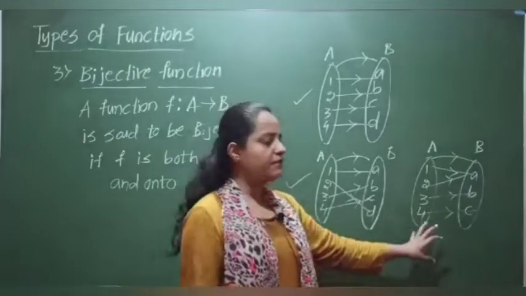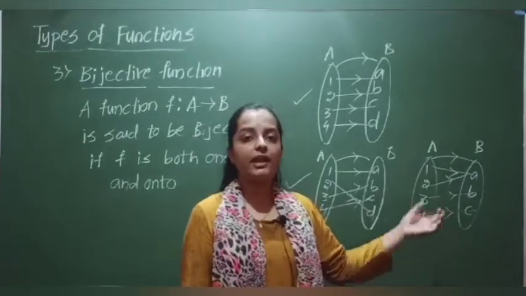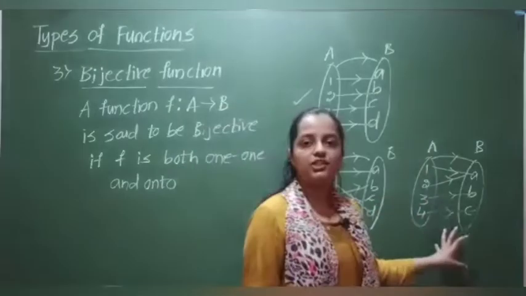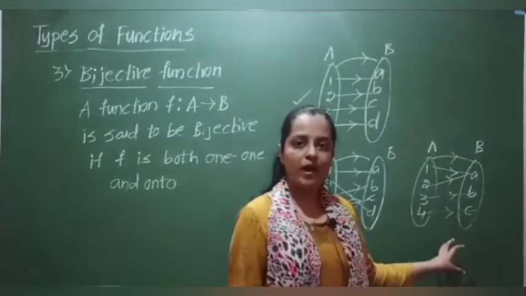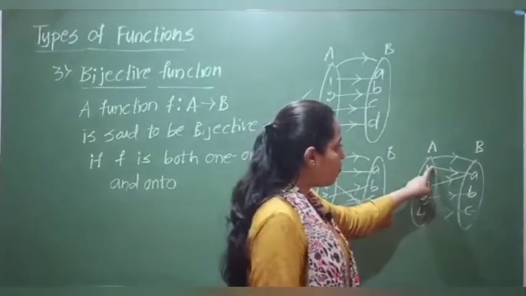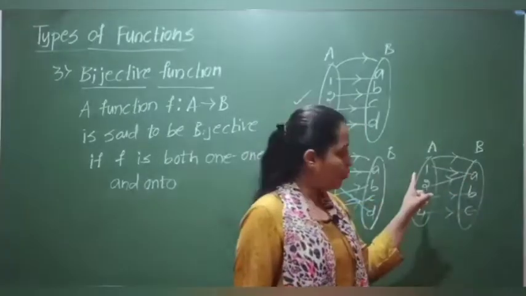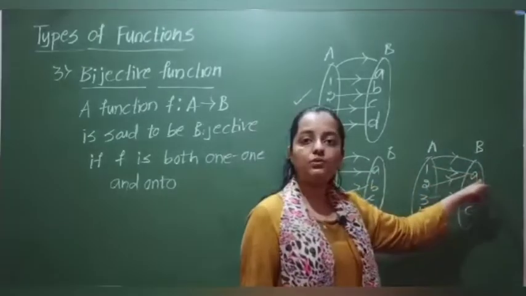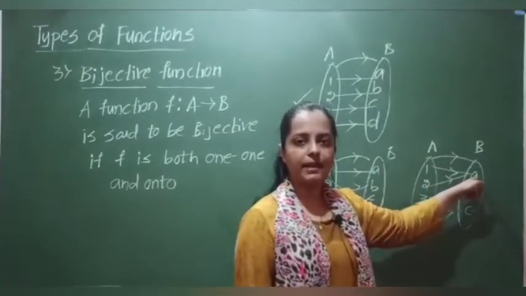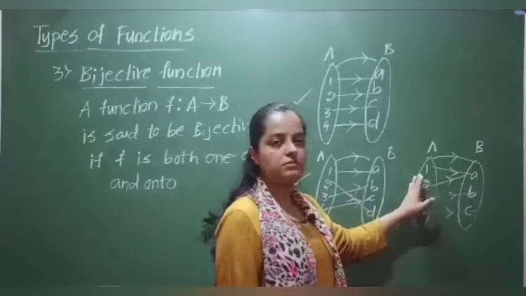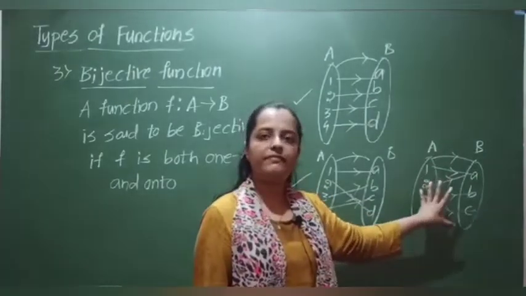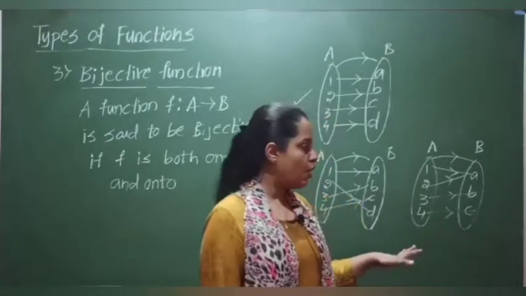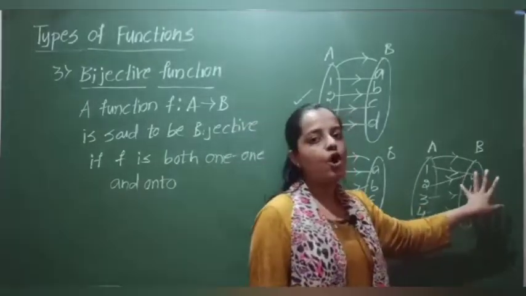If the function is bijective, it should be one-one and onto; it should be injective and surjective. Is it an injective, that is one-one, function? See, 1 has image A, 2 also has image A. So many elements are connected to the same image. Therefore, this is not one-one. This is a many-one function. And is it onto? Yes, this is onto because range is equal to codomain.